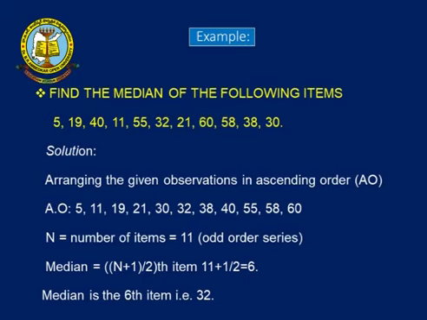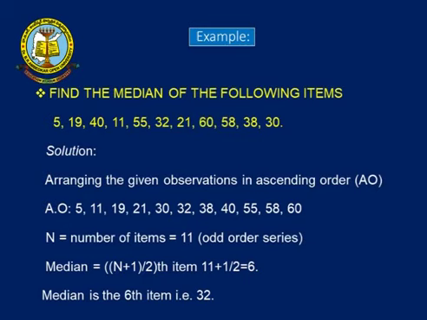Okay, solution. What is the first step? First of all, the given data is arranged in ascending order or descending order. Arranging in ascending order: the least observation is 5, next 11, next 19, next 21, then 30, 32, 38, 40, 55, 58, and the highest observation is 60. Okay, the first step is completed: the given data is arranged in ascending order, smallest to highest.